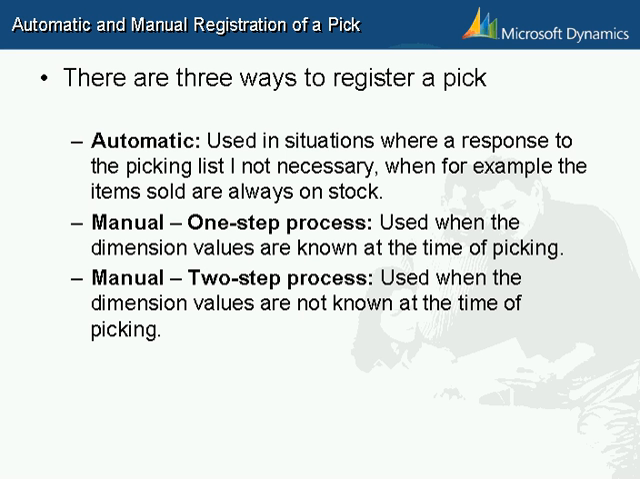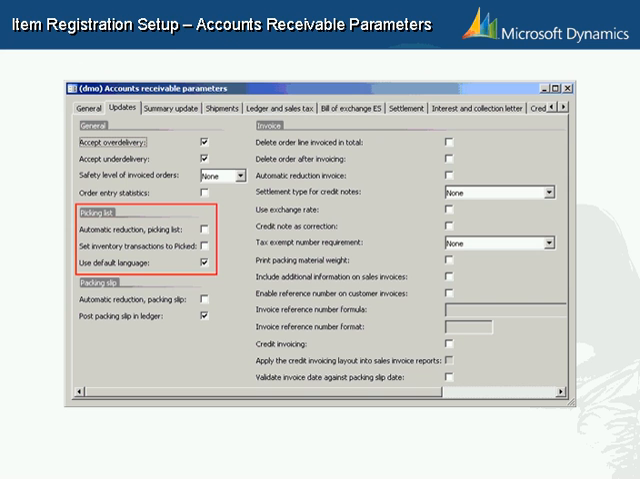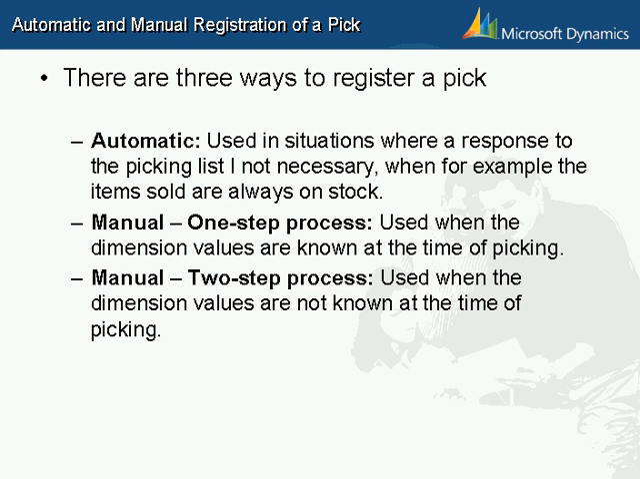We'll talk about automatic registration of pick. Pick can be automatically registered by selecting the set inventory transaction to pick box. So we talked about options, set inventory transaction to pick. When this option is active, pick can be automatically registered in the system. Automatic registration of pick means that the sales order can continue to the packing slip update after posting the picking list, because the picking list registration step is automatically completed.